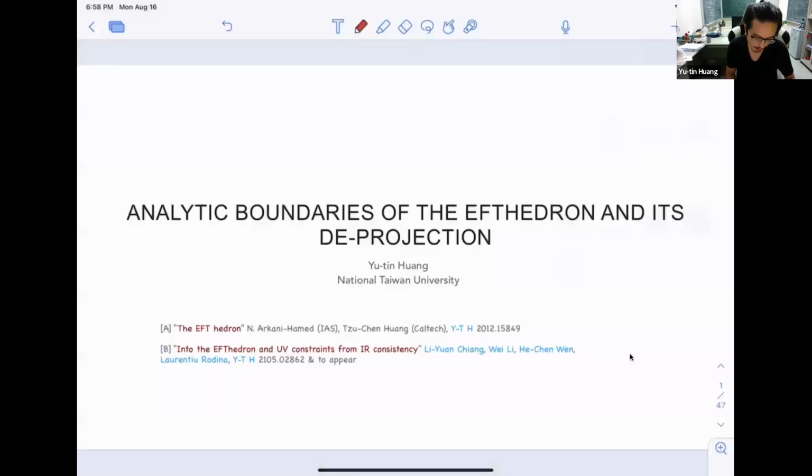So in this talk, I'm going to talk about properties of the EFThedron, which was finally put out last year, at the end of last year. And then this year we have some follow-up work that describes the analytic structure of the boundaries. And there will be something that we hope to appear soon with regards to the projection.